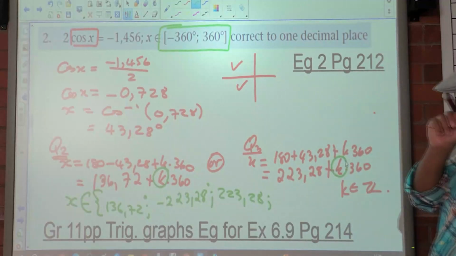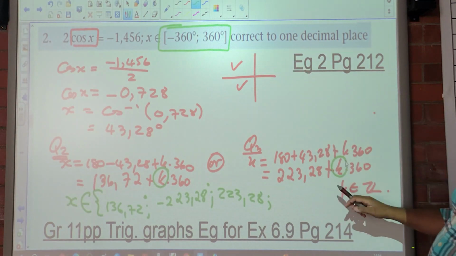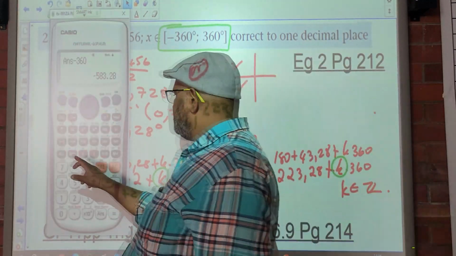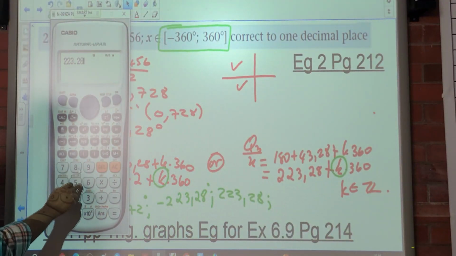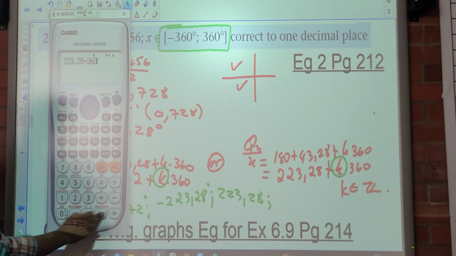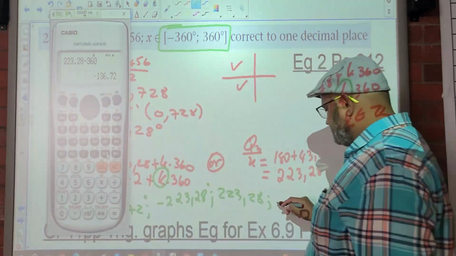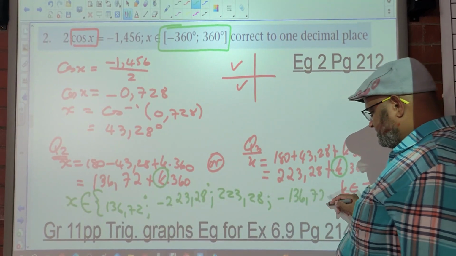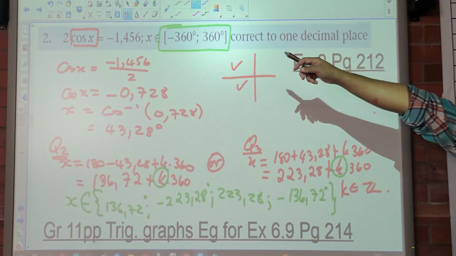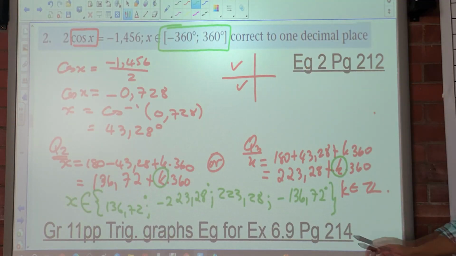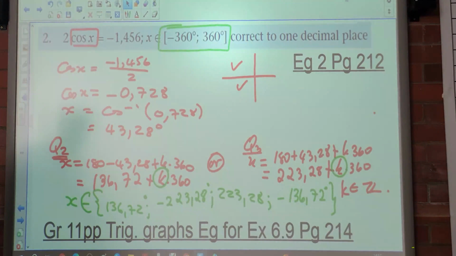But I'm now going to put in 1. It will be over 360. However, if I put negative 1 in, so it's going to be 223,28 minus 360, they give me an answer of negative 136,72. I'm going to put negative 2 in. It will also be way below negative 360. Okay? And there's your solution for that given value with a given question.